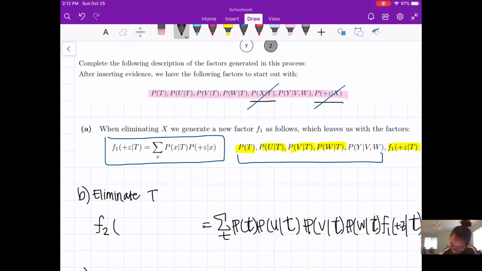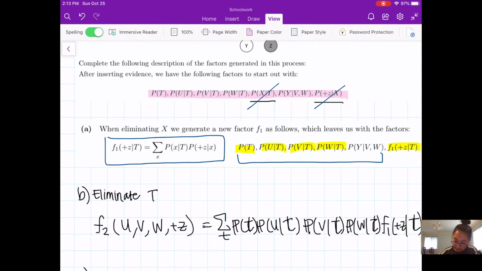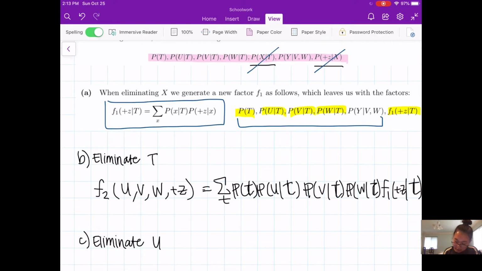Cool. So once we eliminate all the t's, what values do we have left? Well, we can go through and see, if we were taking the joint probability, what other variables we would have. And from here, we can see we would have u, v, w, and positive z. So that would be the factor that we have. So f2 would end up being u, v, w, and positive z.